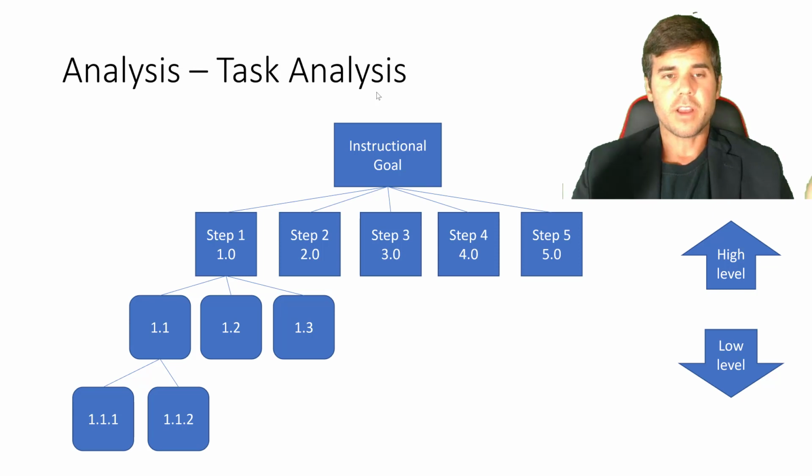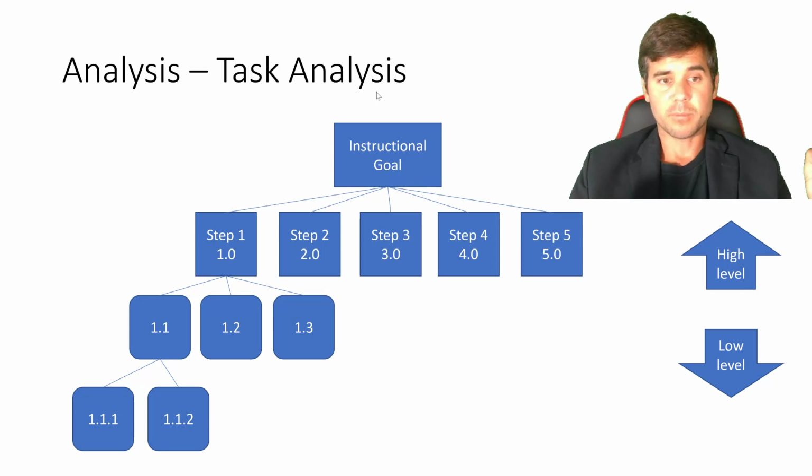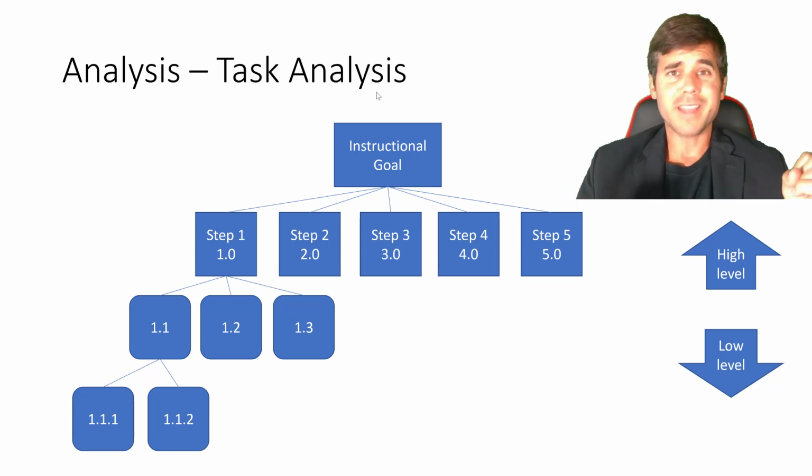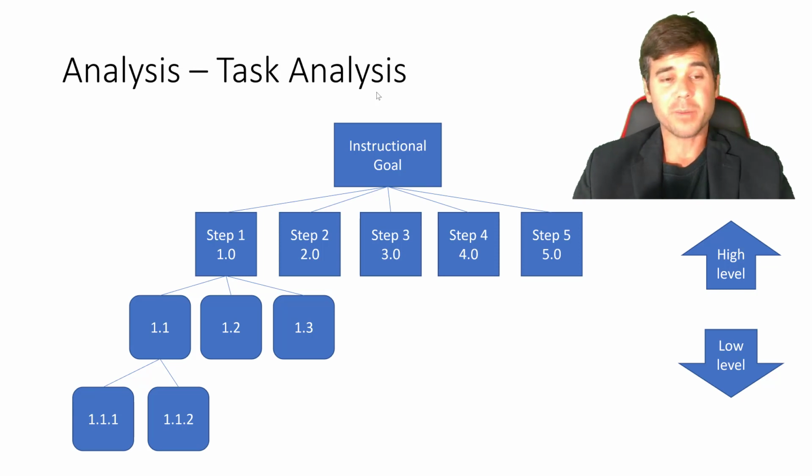And then we have our main steps or our main goals in the instruction. So I have step 1, 2, 3, 4, 5. And then for step 1, I've broken that down into a numbering system where step 1 is 1.0. And then below step 1, there are these smaller tasks, which are task 1.1, task 1.2, task 1.3. And I've broken task 1.1 down even further into 1.1.1 and 1.1.2. So you keep breaking a task down further and further and further until you figure out every single thing the learner needs to do.